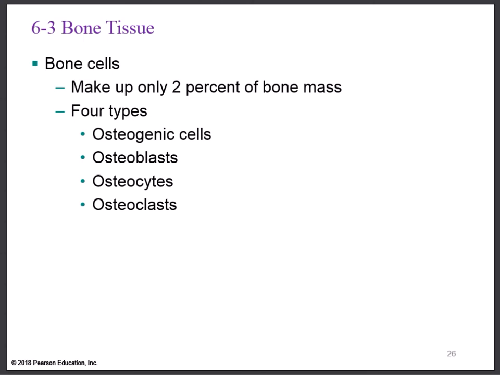So let's take a look at bone cells. The bone cells only make up about 2% of the bone mass, but there's four types that we need to know. We're going to take a look at osteogenic cells, osteoblasts, osteocytes, and osteoclasts.